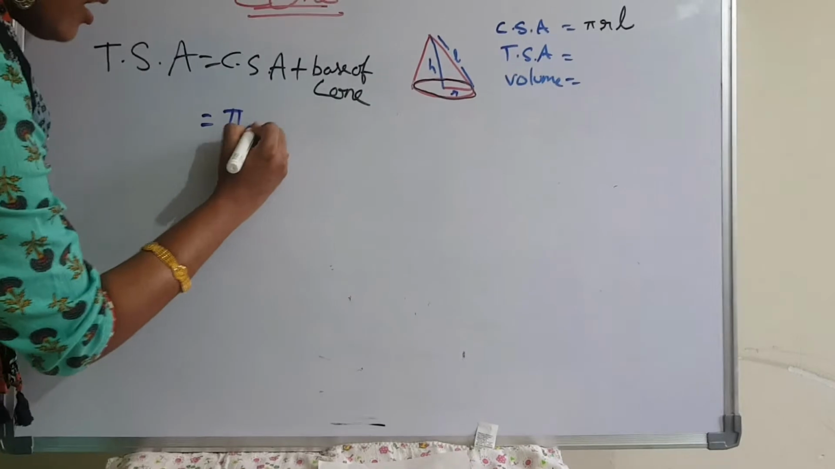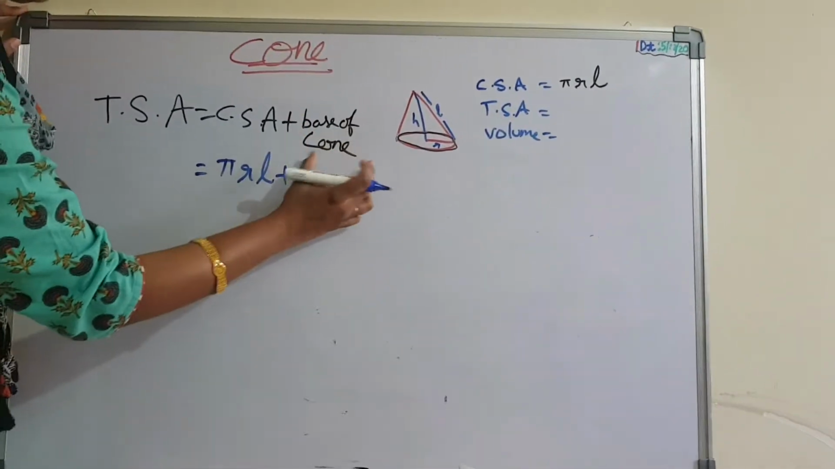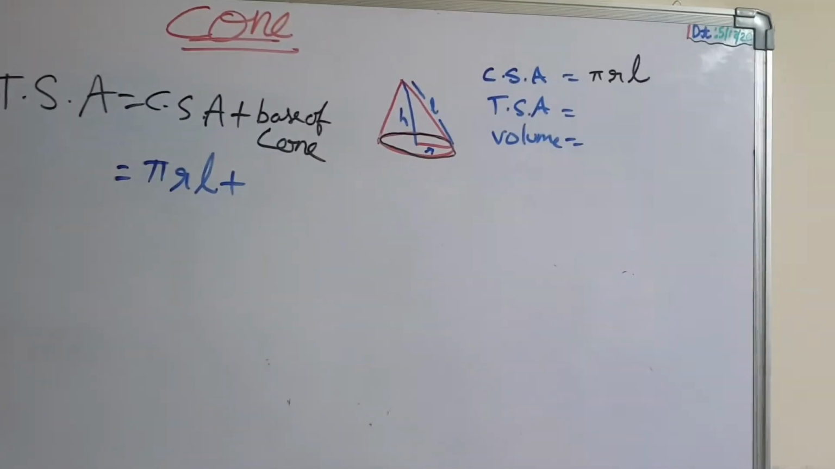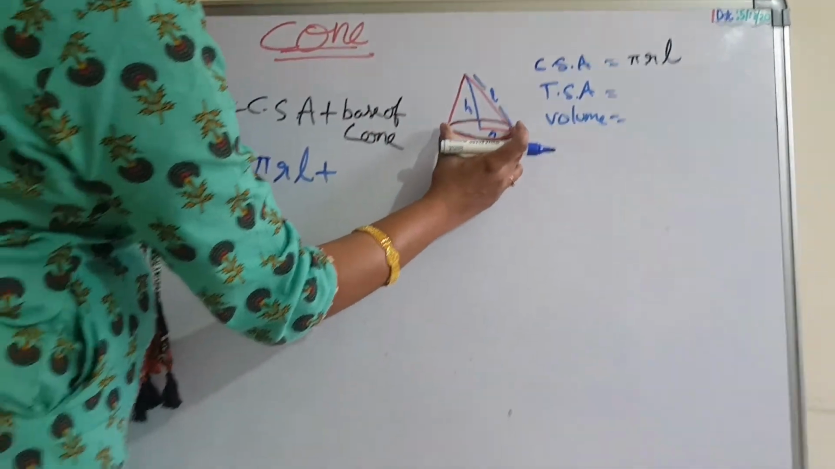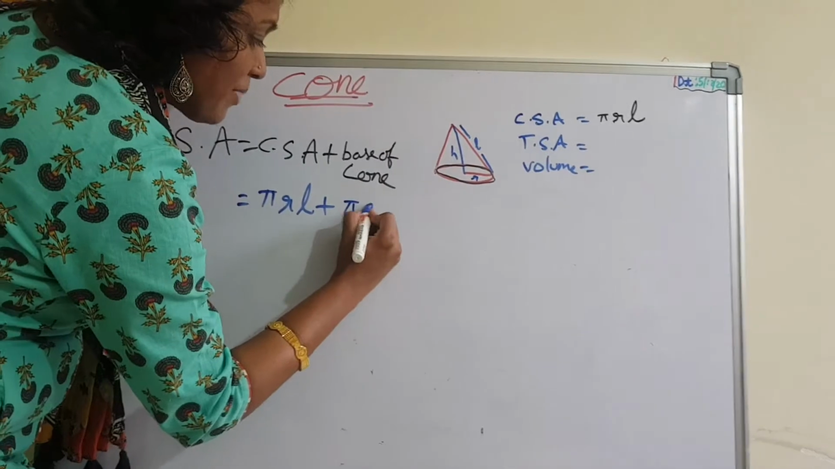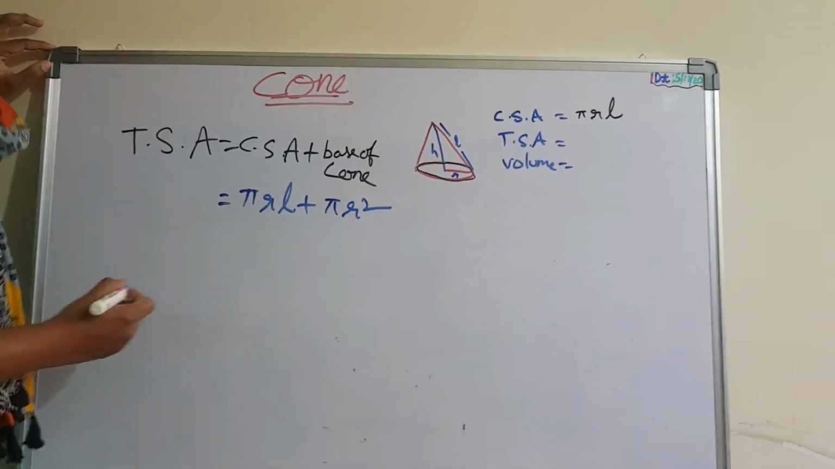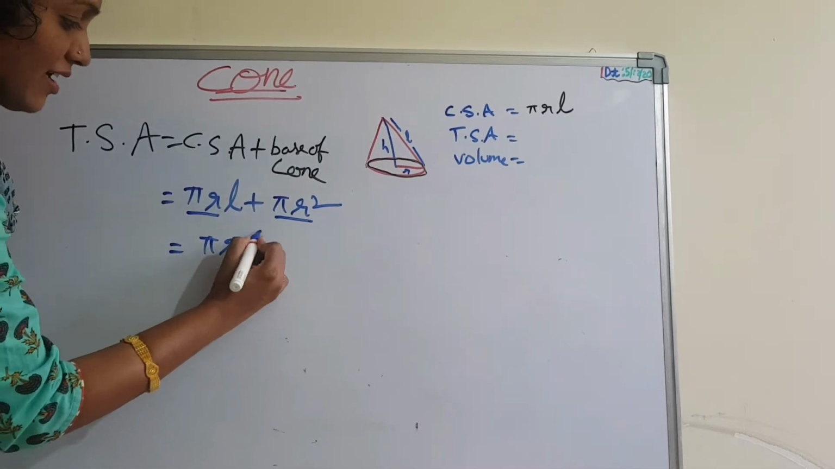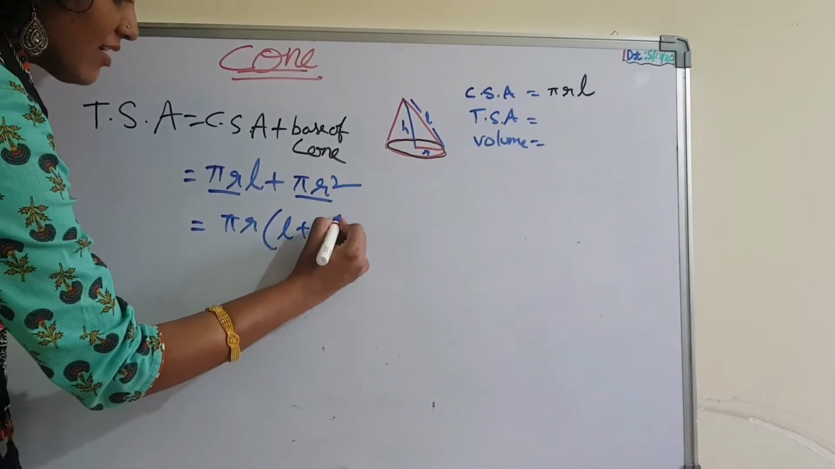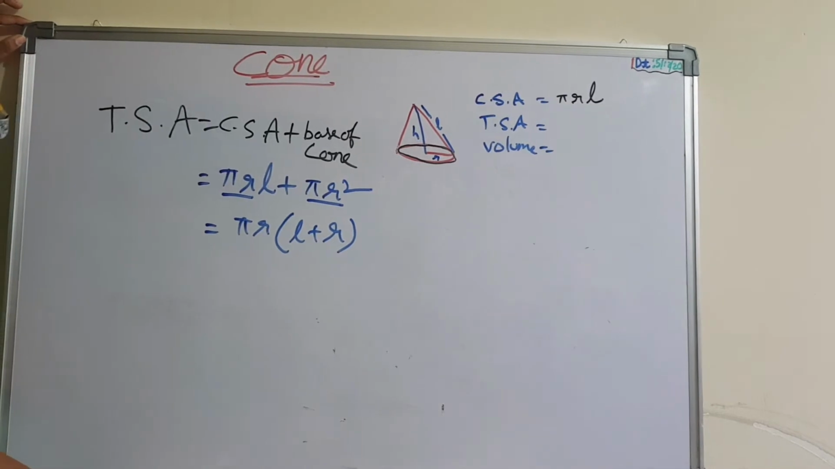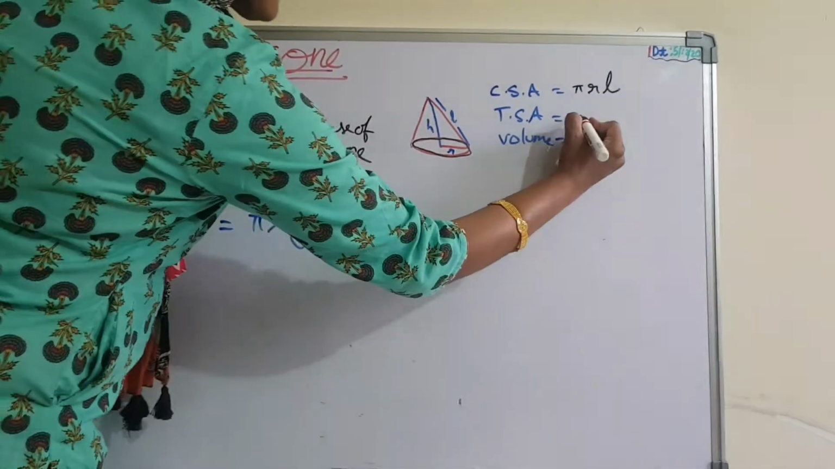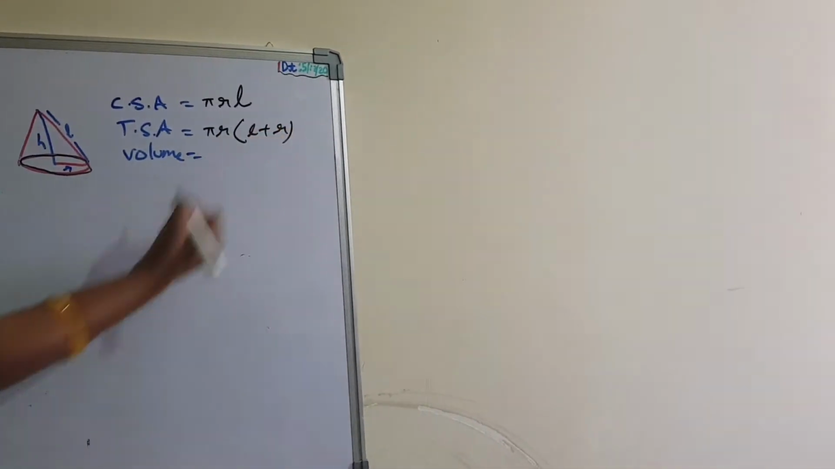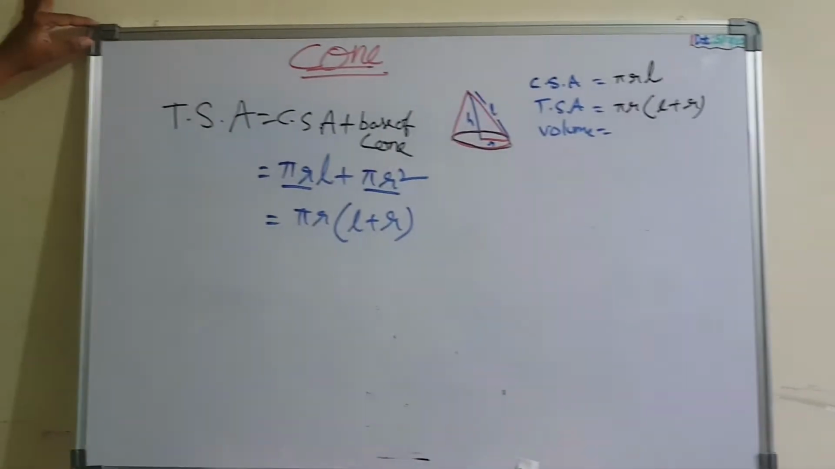Here, what is the curved surface area? Pi r l. What is the base of the cone? It is like a circle. What is the area of a circle? Pi r square. We can take pi r common, L plus r. This is the total surface area: pi r into (L plus r). I think you understand total surface area.